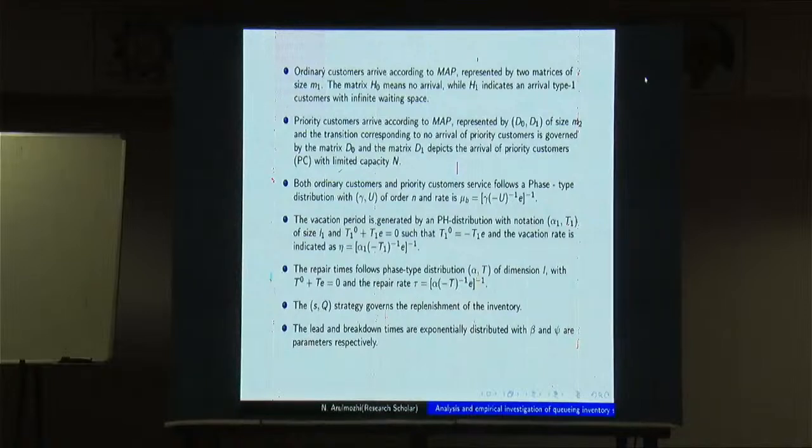The rate is mu_b equal to gamma times the inverse of minus U times e, inverse. The vacation period is generated by a phase type distribution with notation alpha 1 comma T1, where alpha 1 is the initial probability vector of the vacation period and T1 is the vacation matrix. The repair time also follows a phase type distribution. This is the (s, Q) strategy adopted. The lead and breakdown times are also exponentially distributed with parameters beta and psi respectively. Next one.